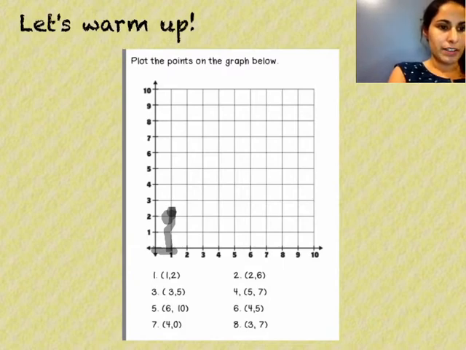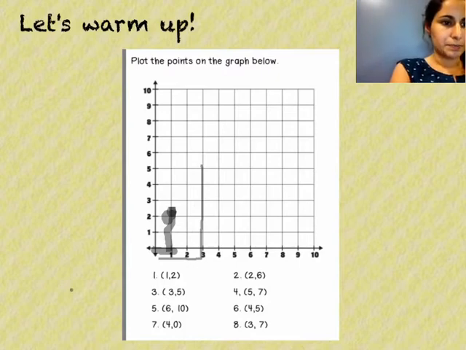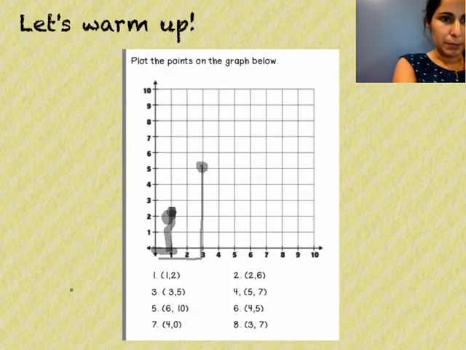Now I'm going to have (3, 5). So I'm going to go over 3, and then up 5. Okay, now when I plot this, I'm going to make my plot right here, (3, 5).